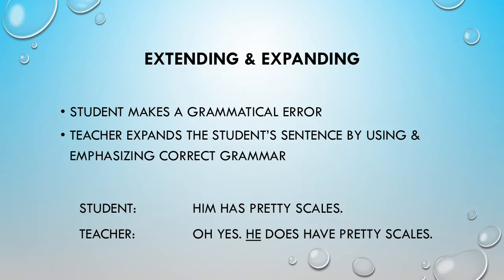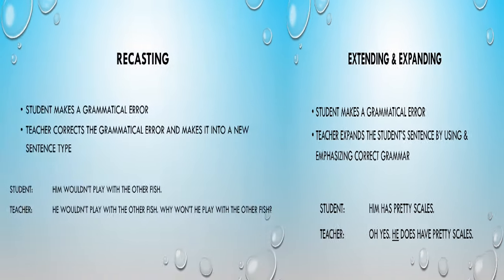So what does extending and expanding look like? That would be the student makes a grammatical error, the teacher's going to correct it and emphasize the correct grammar. So this is a child that says "him" for "he." "Him has pretty scales." You would say, "Oh yes, he does have pretty scales." So you've just corrected it. But there's no requirement for the student to imitate or to repeat the model.